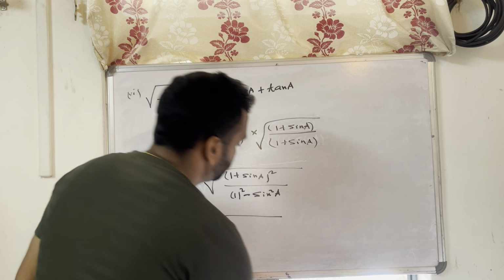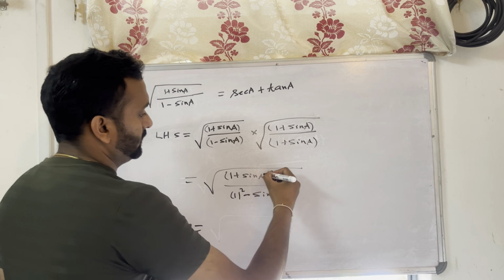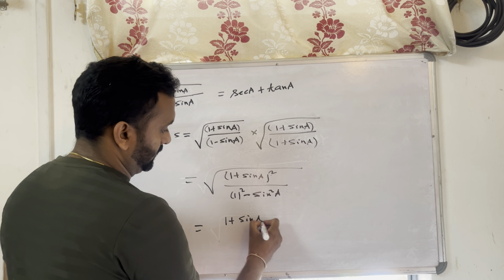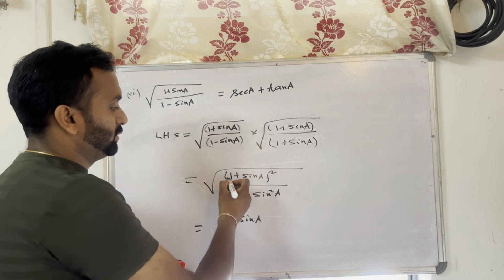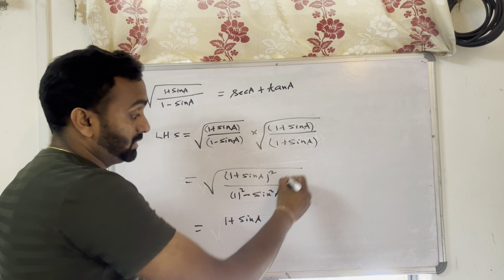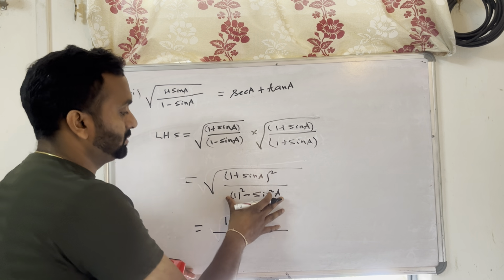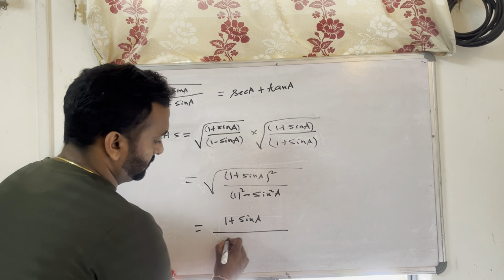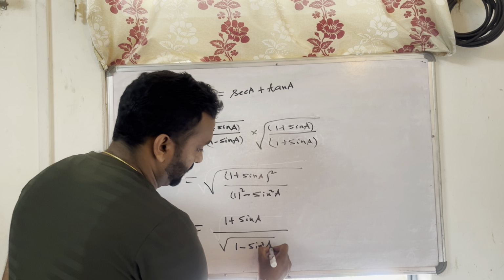Look here, this square got cancelled with the root, so you'll get 1 plus sin a. Basically it did not get cancelled, but you know the square root of 1 plus sin a whole thing square is 1 plus sin a. And in the denominator what are we left with? a square minus b square, yes or no? So it will be under root 1 minus sin square a.